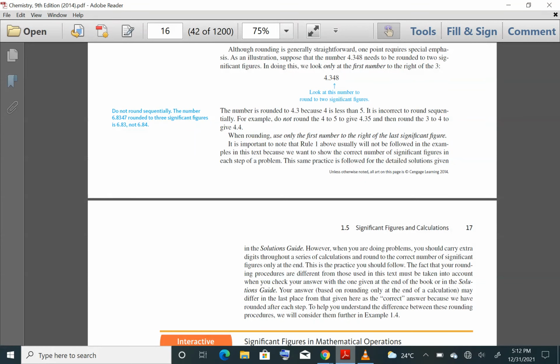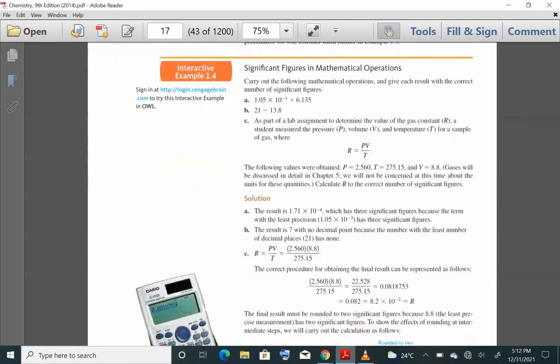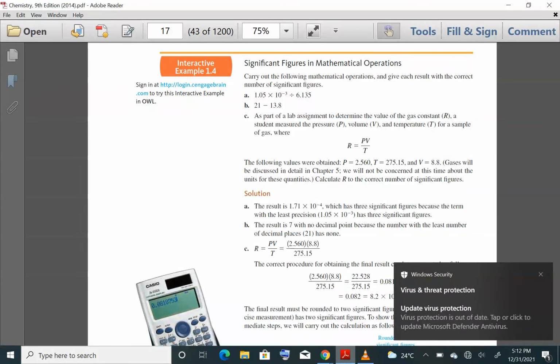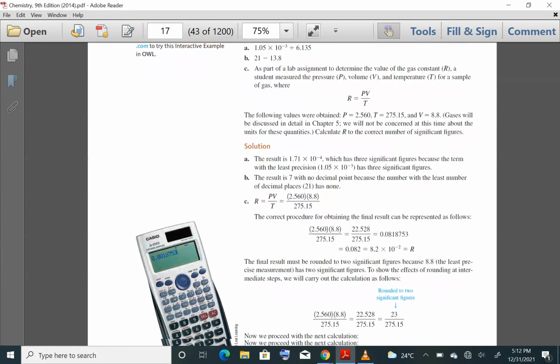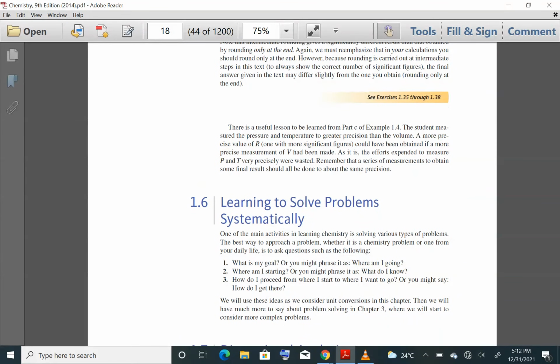Then here it's just saying, remember to carry all the digits until the last question. Here are a couple of examples to help you go through and see if you are comfortable with the concepts. So take time to go through this, and it should be very helpful. So that's really about it.